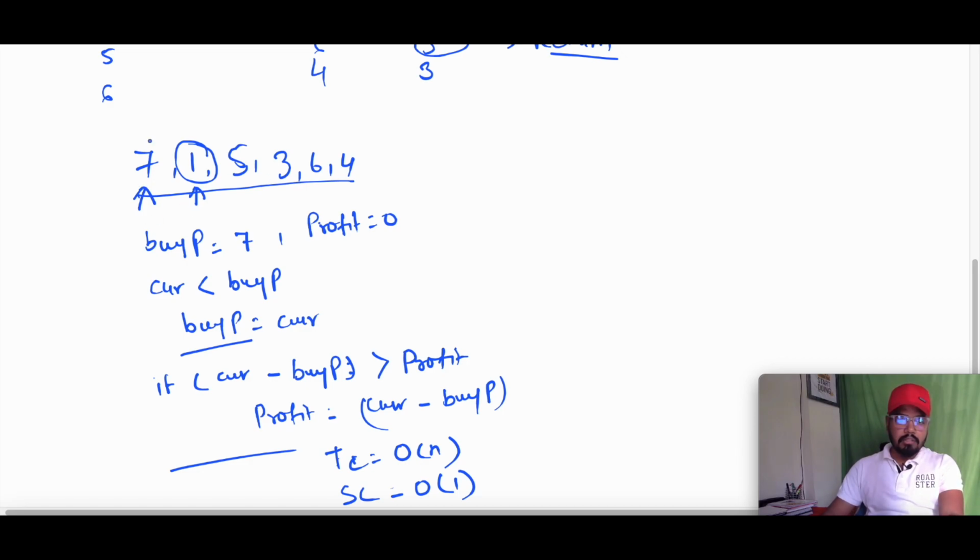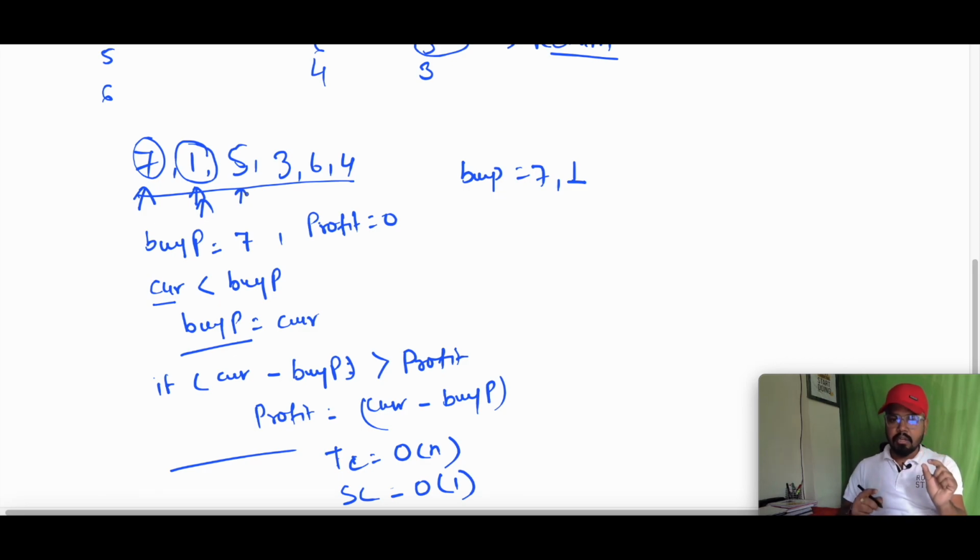First time the buy price will be 7. Now you are iterating, so the loop will start from position 1. Now it will check if the current element is less than the buy price. Yes, so the buy price will be updated. It will be 1.